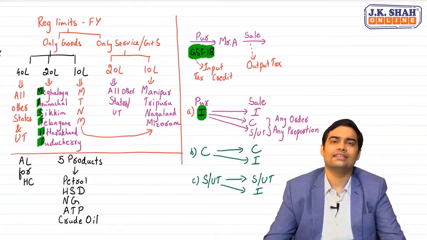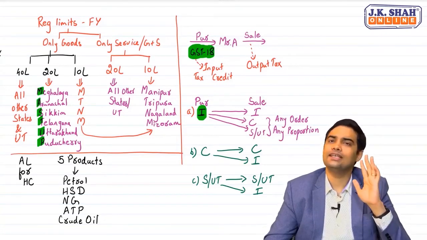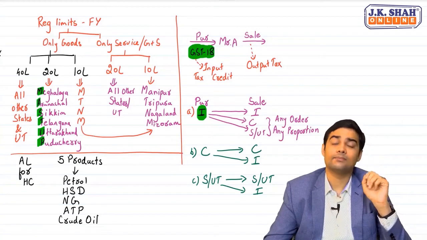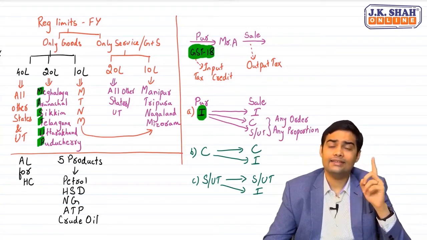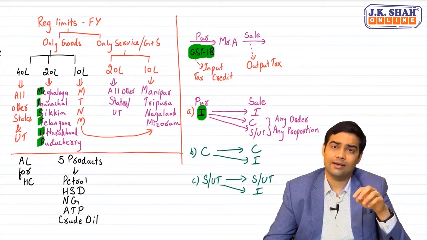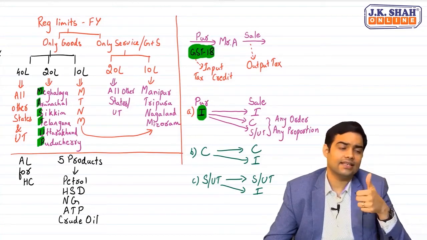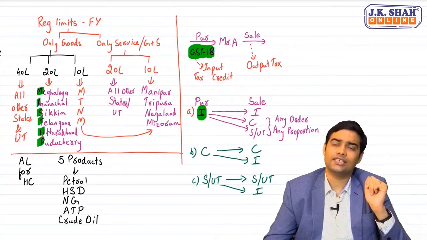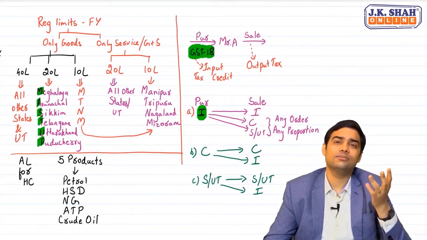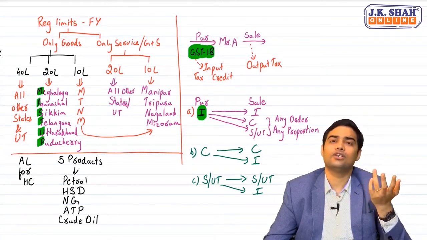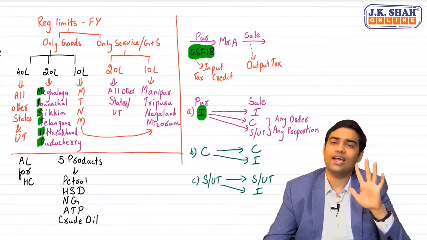Only then these 5 products would be brought under GST. At present, these are outside GST. Now, remember, anything other than this is liable to GST. For instance, kerosene will be liable to GST. LPG would be liable to GST. Light diesel oil, which is used in machines, will also be liable to GST. Only these 5 products are outside GST.